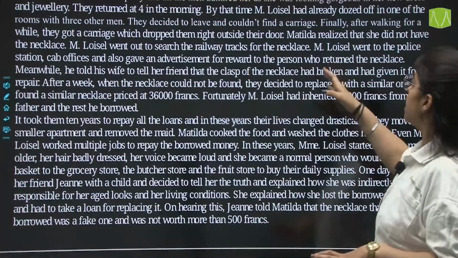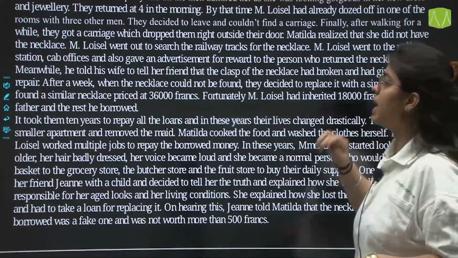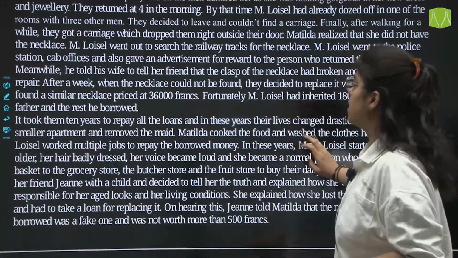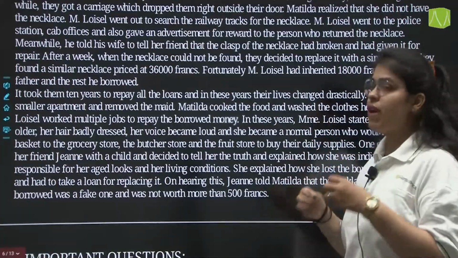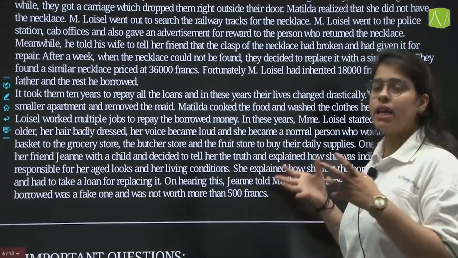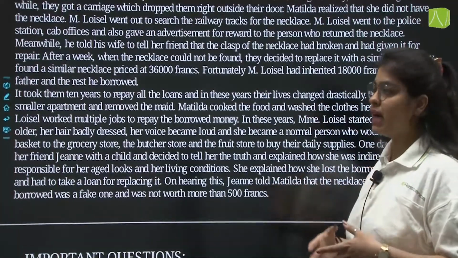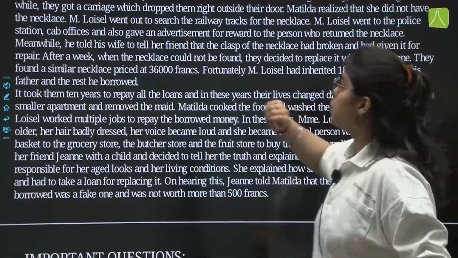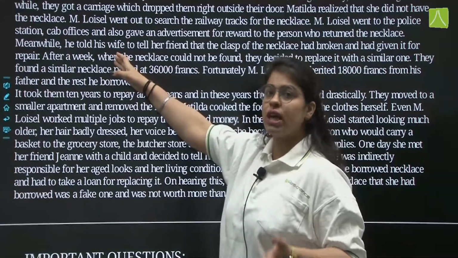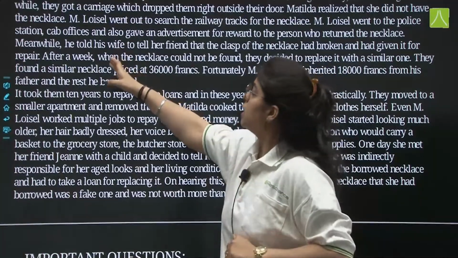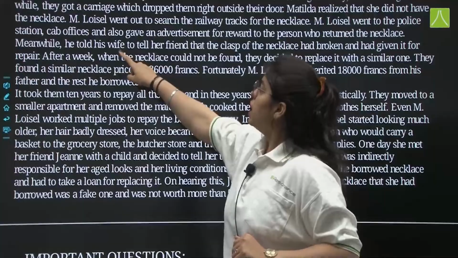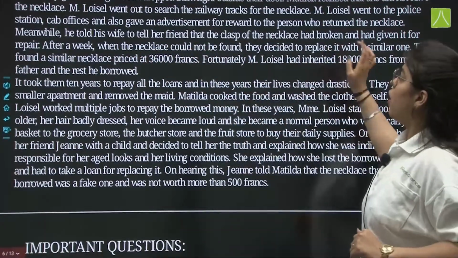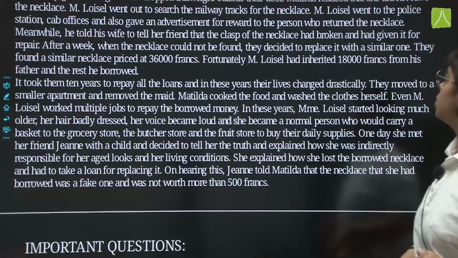Matilda realized that she did not have the necklace, and then Mr. Loisel went out to search for the necklace at the railway tracks, wherever they went, outside the ball where they were having the party, on the roads. Then Mr. Loisel went to the police station as well, and the cab office, so that they could find the cab they hired for coming home, and also gave an advertisement offering a reward to the person who returned the necklace.